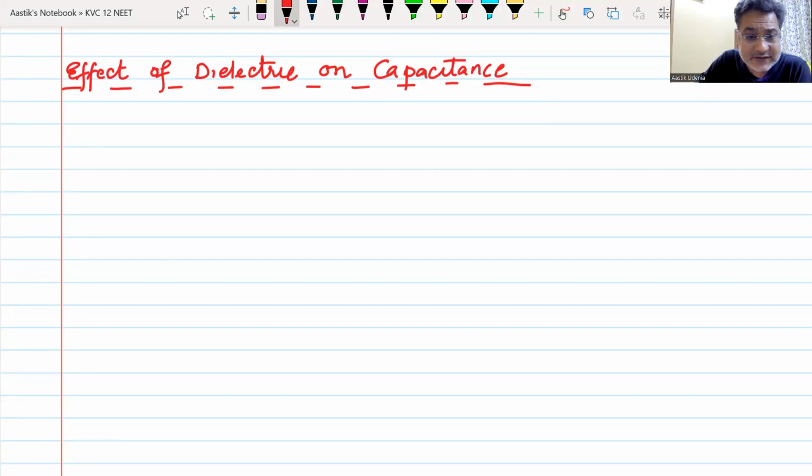Remember, capacitance of a capacitor depends on the medium between the plates. Do we remember this? Yes or no? We understand this. Capacitance of a capacitor depends on the medium between the plates. Yes, sir. So when we put a dielectric slab inside the capacitor, what happens? Any idea what happens?